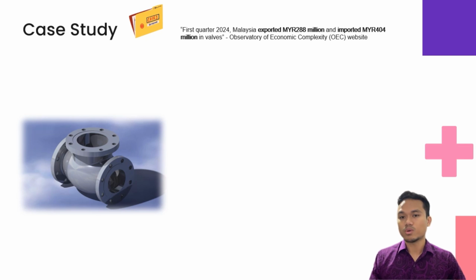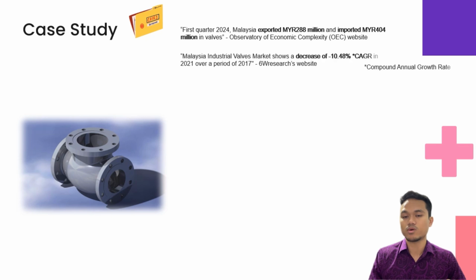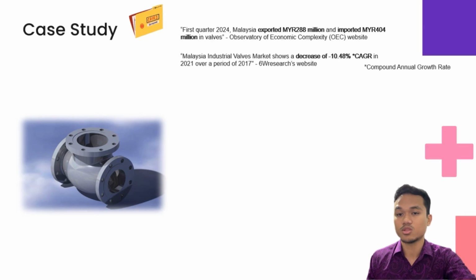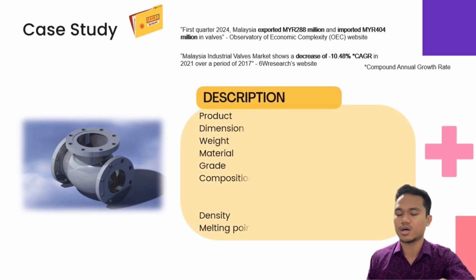Based on the OEC website, Malaysia exported 288 million ringgit and imported 404 million ringgit in valves during the first quarter of 2024. And the Malaysia industrial valve market shows a decrease of negative 10.48% CAGR in 2021 over a period of 2017. So the study is beneficial to the local foundry to produce more valves and lessen the dependency on other countries.